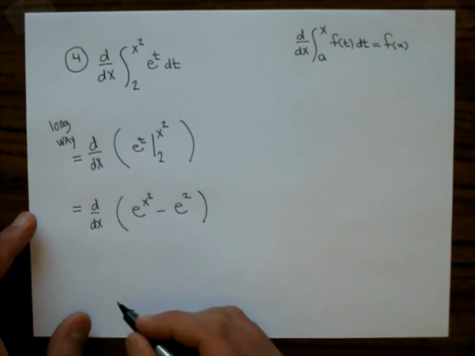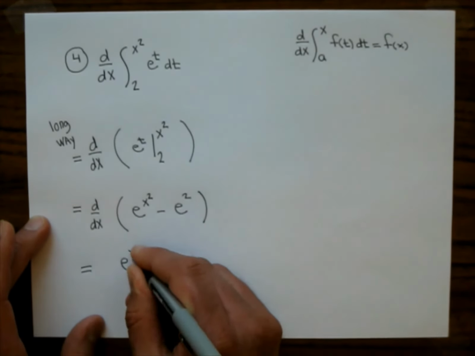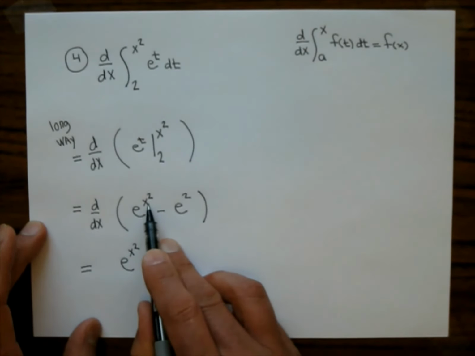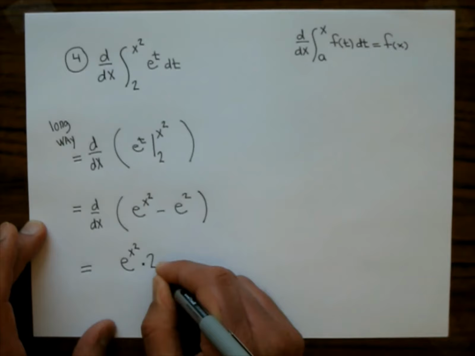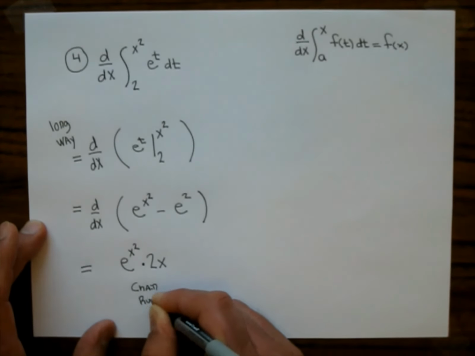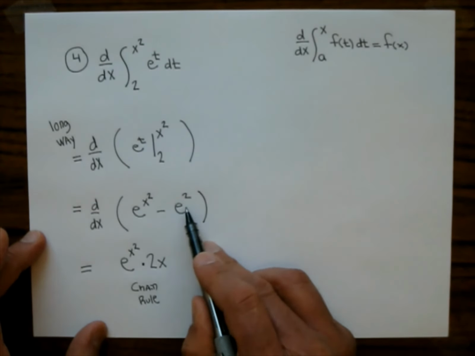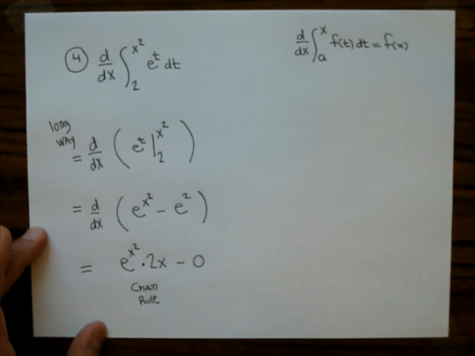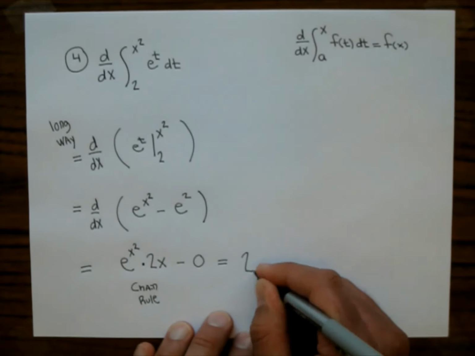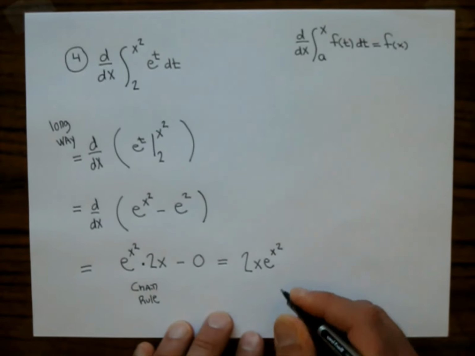Now I'm going to go ahead and take the derivative. The derivative of the first is e to the x squared, but this is a chain rule, so I have to take the derivative of x squared, which is 2x. So this is chain rule. And the derivative of e squared, some of you might say, oh, that's 2e, but remember, this is all a constant, so that's just minus 0. So if we clean up the answer nicely, we end up getting 2x e raised to the x squared power.